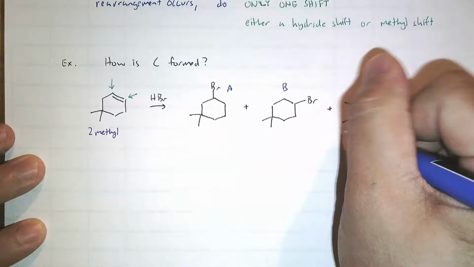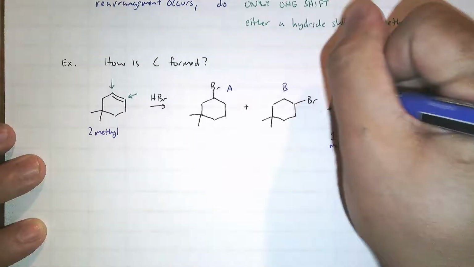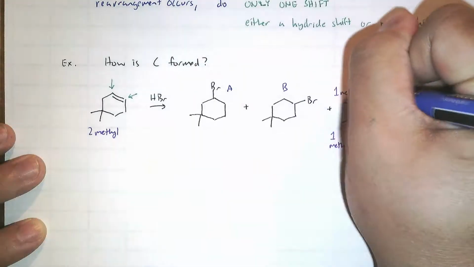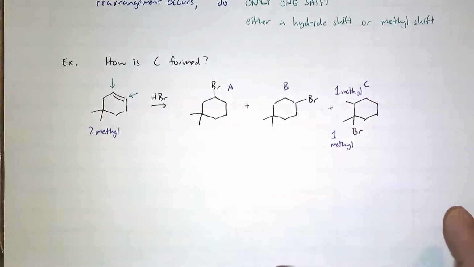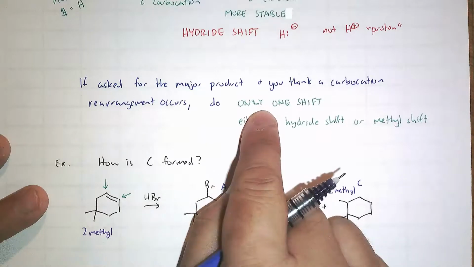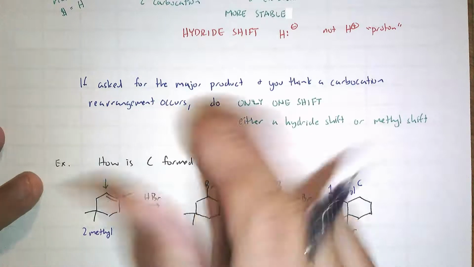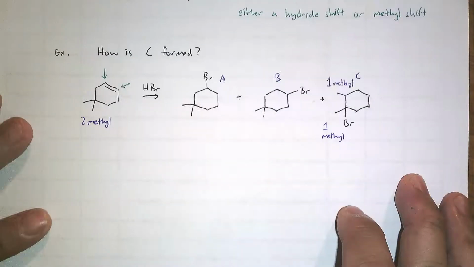And now we have one methyl down here, and one methyl, excuse my handwriting, up there. You know what that suggests? That suggests that there was a methyl shift. And in this case, you're not relegated to only one shift, okay? Now that we're given the product, you do whatever it takes in a mechanism to get to that product, okay?